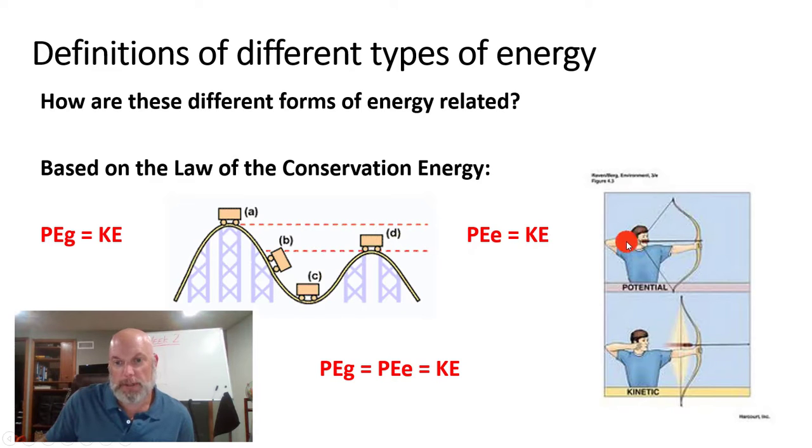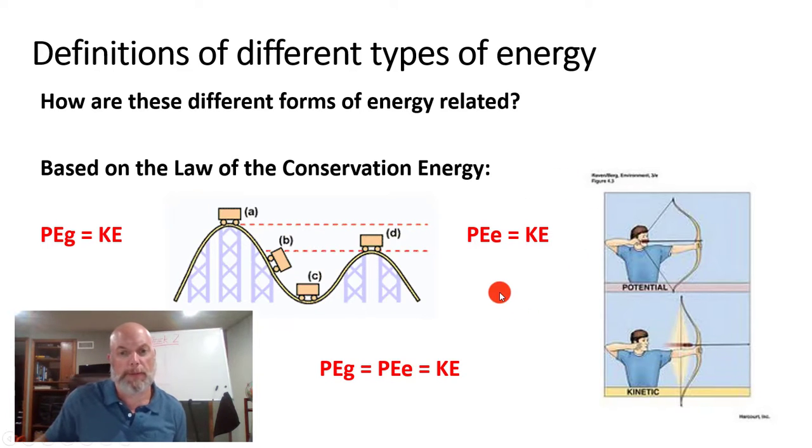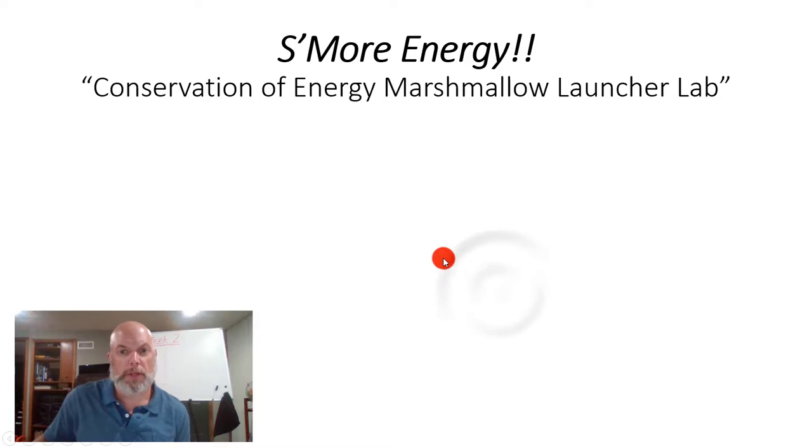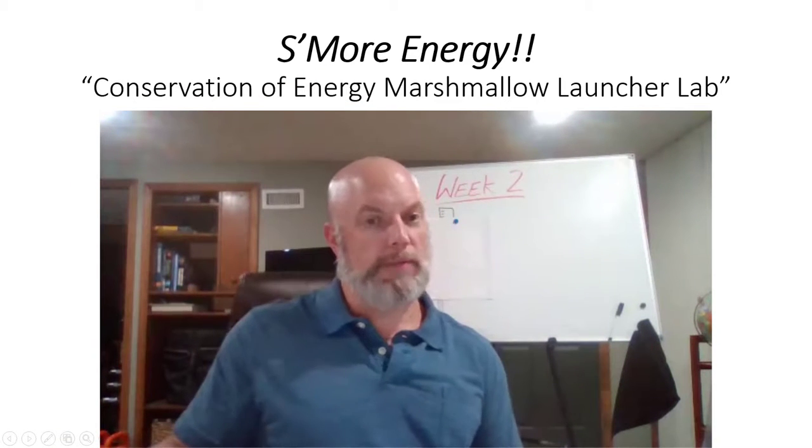Over here, the same thing is true. Pull back this bow, give it some amount of potential energy, and then you let it go, and it immediately converts into kinetic energy, equal amount. It can't have more than what you started with. Okay? Impossible.